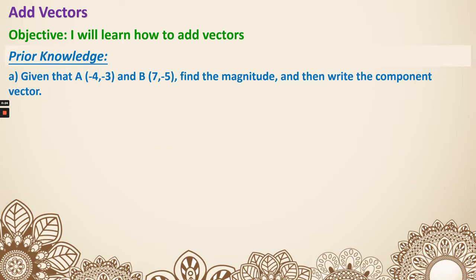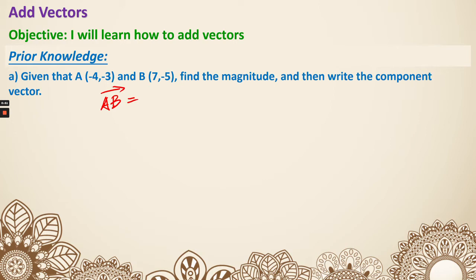This is a prior knowledge question about component form and magnitude. There's three things I want to emphasize about this question. The first thing is, even though the question says find a magnitude and then write the component vector, my suggestion would always be to write the component vector first and then find a magnitude. That would make things easier. So that's the first thing I want to mention about this question. In that case, let's find a component vector.